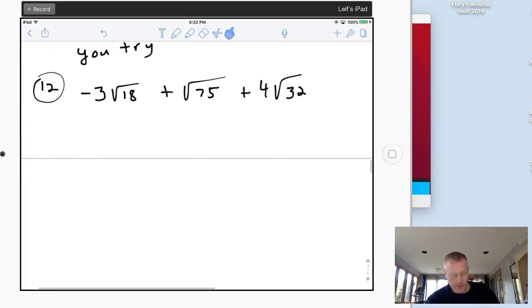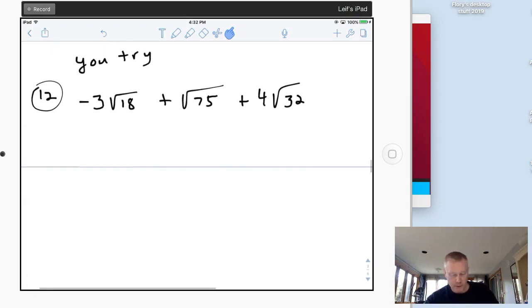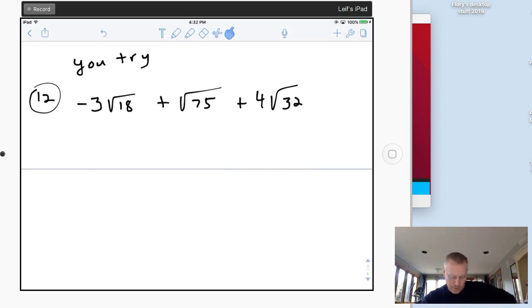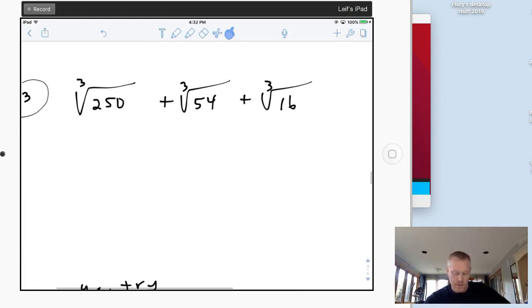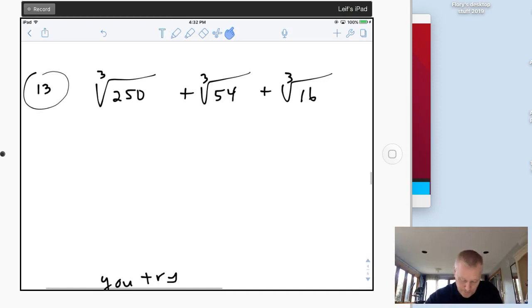I don't forget if I wrote down an answer for you on this one. You might be on your own. You might have to bring it into class. Negative 3 square roots of 18 plus square root of 75 plus 4 square roots of 32. Yeah, no answer for you. Guess you're doing it on your own. All right, I'll do the perfect cube though.